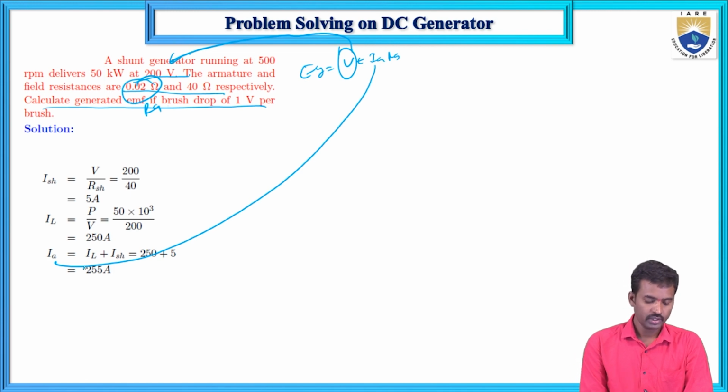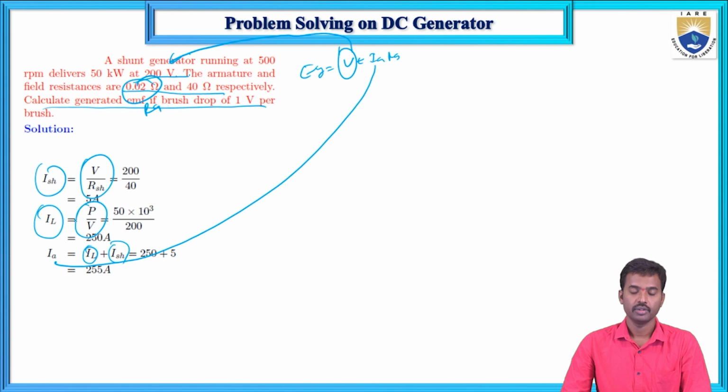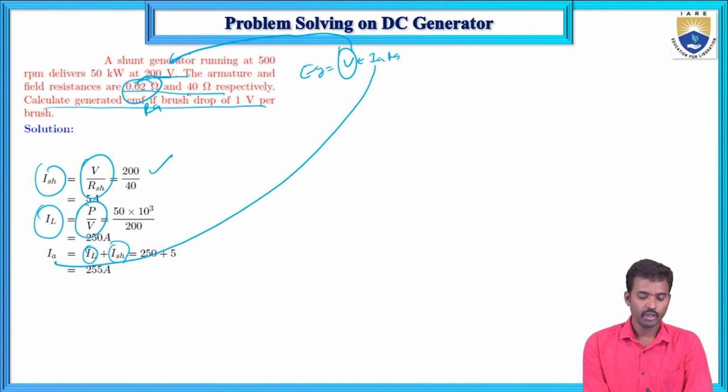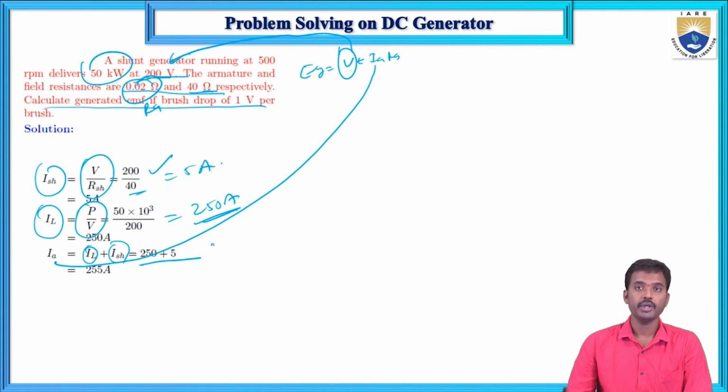So now here, IA equals IL plus ISH, where ISH equals V by RSH and IL equals P by V. Substituting, V is 200 volts divided by 40 ohms, that is 5 amperes. And next, IL is P by V. P is 50 kilowatts, 50 into 10 power 3, divided by 200 volts, that is 250 amperes. So now 250 amperes plus 5 is 255 amperes.